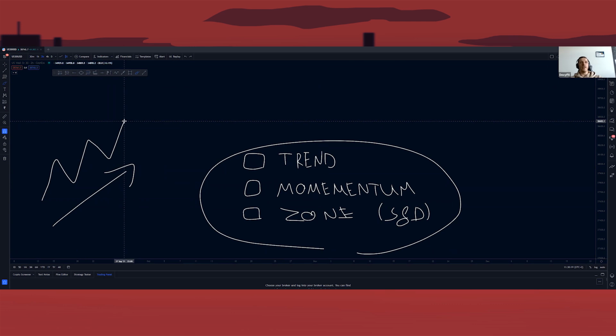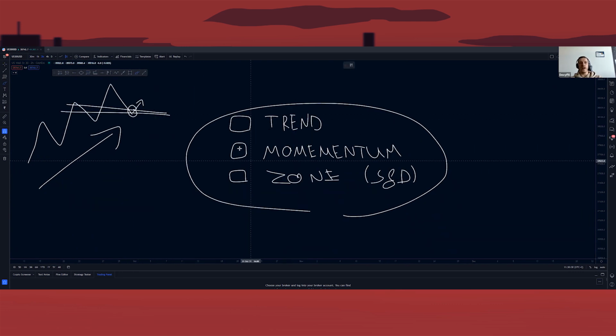Then I look for zones. So for example, if I have a supply and demand zone here, I wait for the price to come to this level right here, to my supply and demand zone. And then I wait for momentum. Momentum is when the price starts to move up from that particular zone. And this is where I take a trade. So there are 3 checks that I need to check right here.